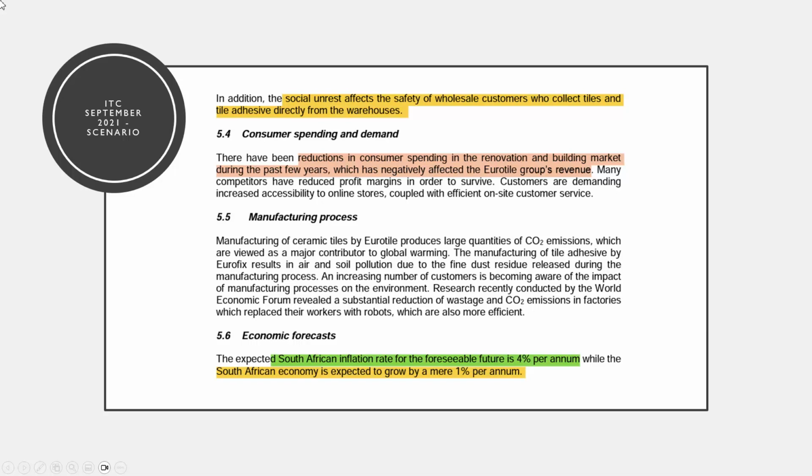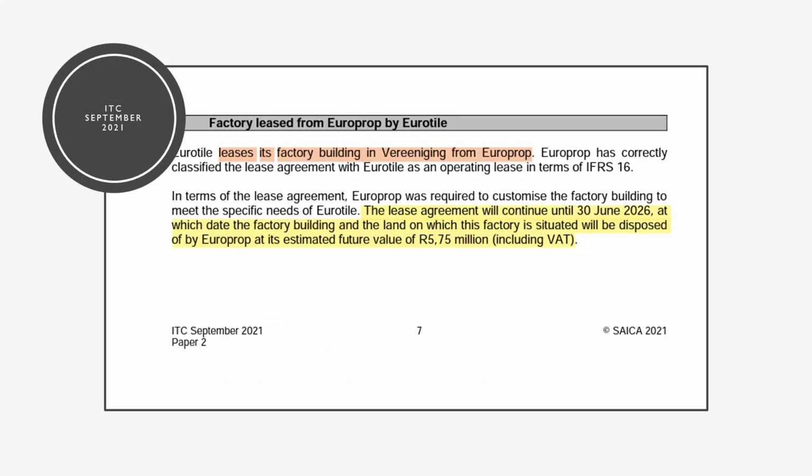There have been reductions in consumer spending in the past few years, which has negatively affected Eurotile's group revenue. Many competitors have reduced profit margins in order to survive. And then here, the expected South African inflation rate for the foreseeable future is 4% per annum, while the South African economy is expected to grow by a mere 1% per annum. So that's the inflation rate we care about. The growth figure is probably here to confuse you, but the inflation rate will be whatever we increase our projections by each and every year.